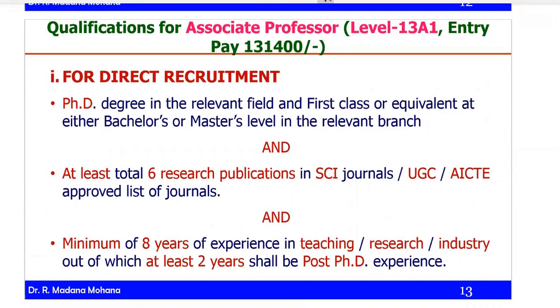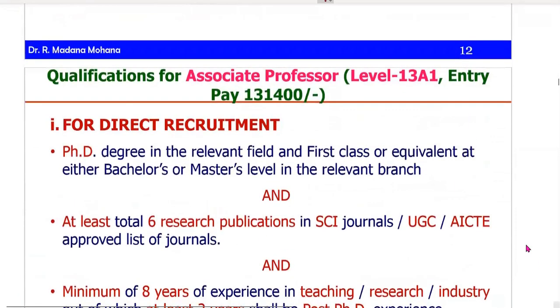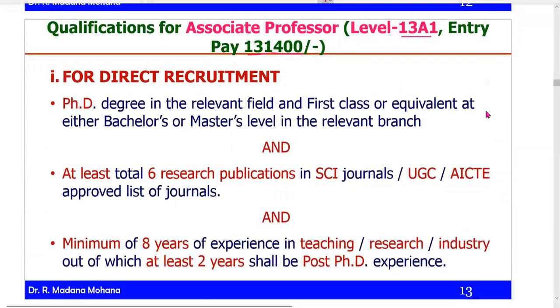So that is level, associate professor is level 13A1. The entry pay is 1,31,400. So here for associate professor, we are having two options. So one is for direct recruitment and another one with existing position converting to associate professor.